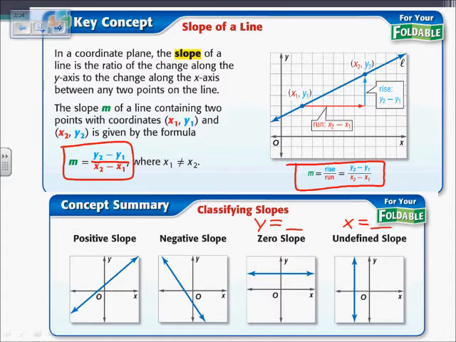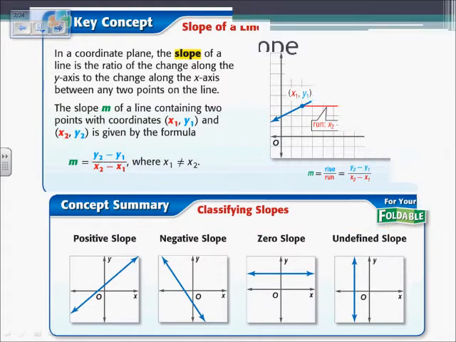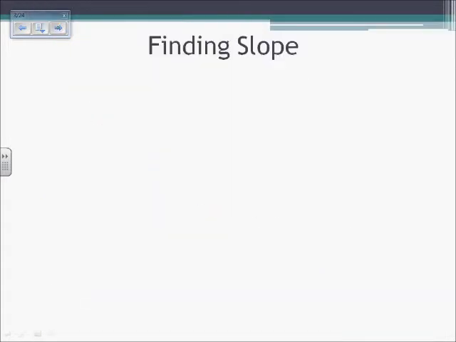For the positives and negatives, m is equal to a positive number or a negative number. For the specific examples, a zero slope is a y equals equation, and an undefined slope is an x equals equation. Again, all things reviewing from algebra. Alright, let's apply this to some examples.